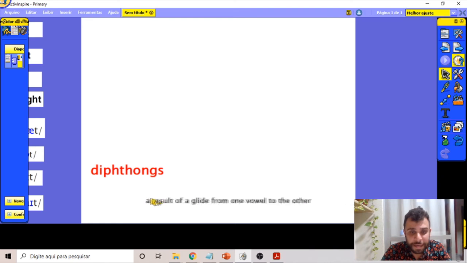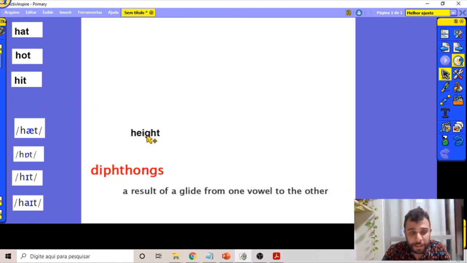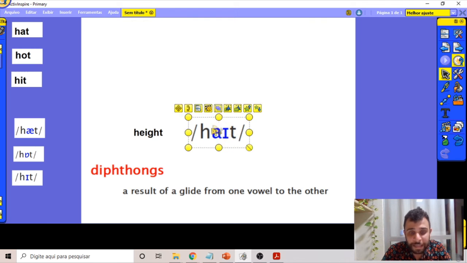A diphthong is a result of a glide from one vowel to the other. That means it is a result of a movement from one vowel to the other. For example, in the word height, you have a diphthong because you start with a vowel sound and you end with a different sound. This movement from one vowel to the other is called glide.